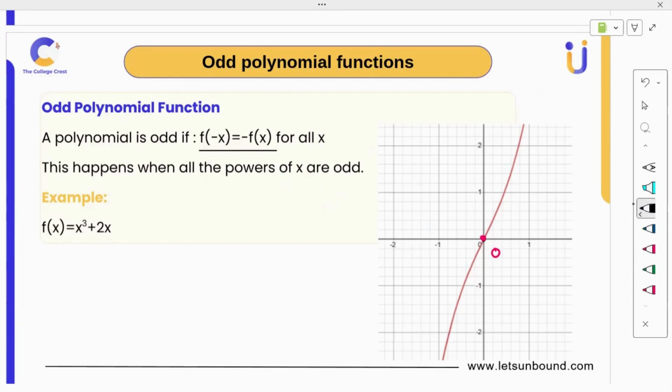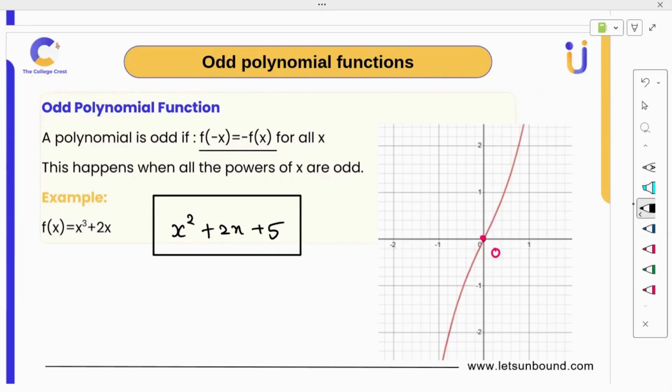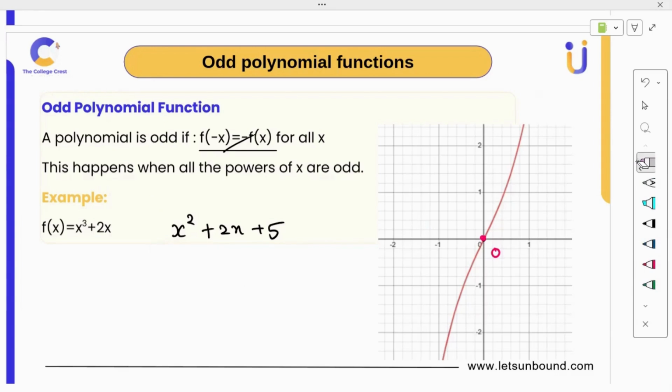What if I make a polynomial purely of odd powers, like cubes? That is odd. If it's purely made up of even power terms, that is even. What if it is a mix of both, for example x squared plus 2x plus 5? This one is neither even nor odd. It won't be symmetric about the y-axis, and it won't be symmetric about the origin. Neither of the two conditions will be satisfied. So a combination will give you neither even nor odd. Okay, so that's the thing.